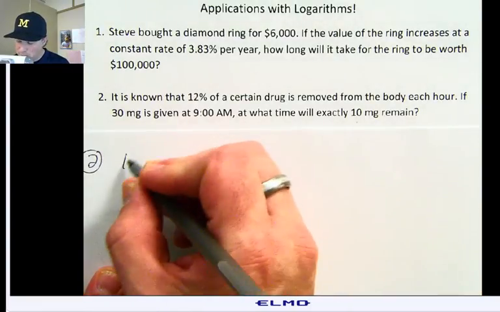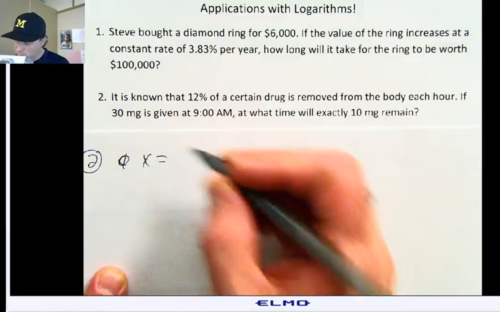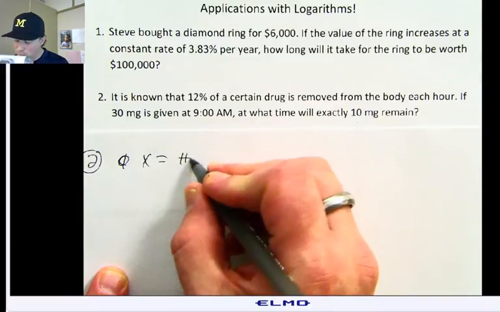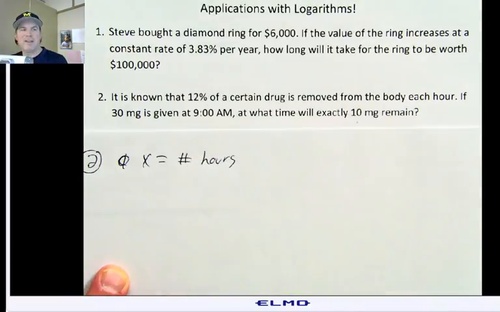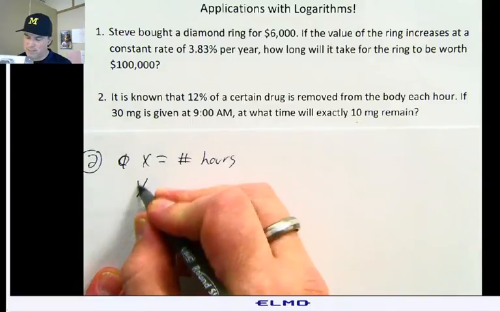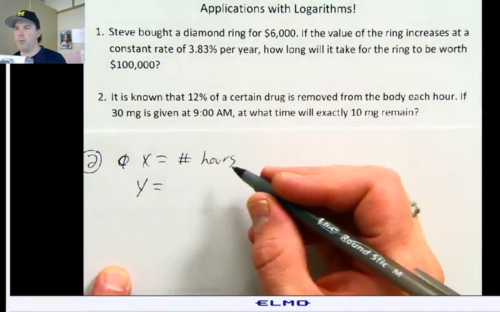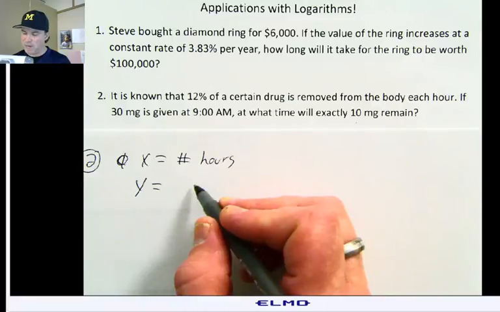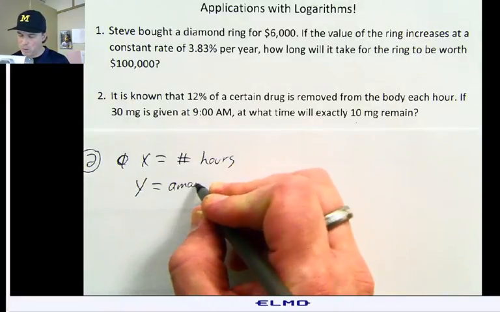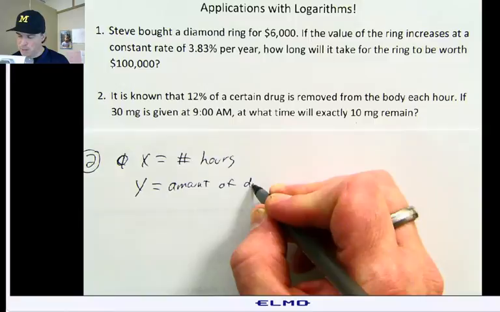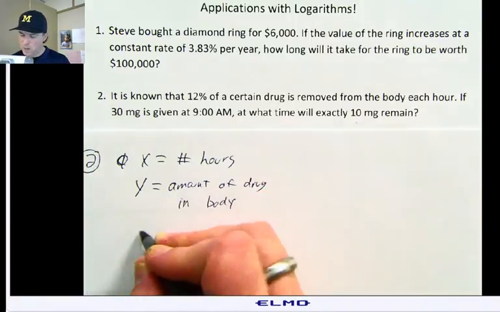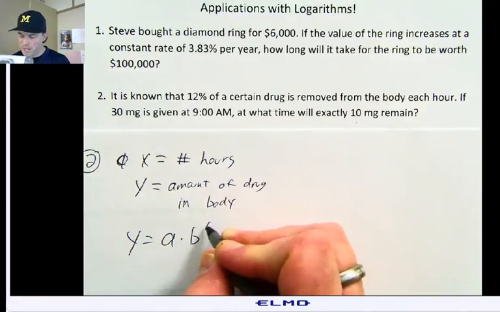So it appears that X is, we're not doing years like we were in number 1, we're doing hours. So X is the number of hours. And then as the number of hours clicks by, which is your independent variable, the amount of drug in your body, which is dependent on time, so that would have to be your Y. So amount of drug in body. Y equals A times B to the X.